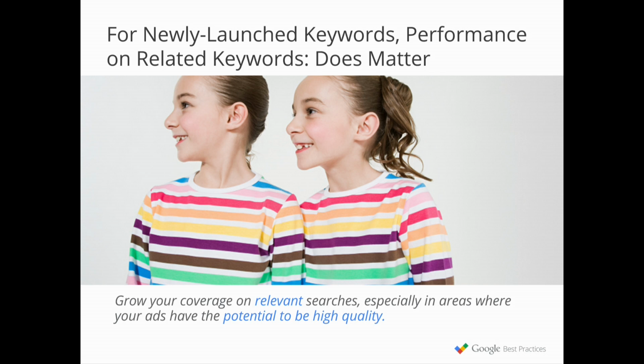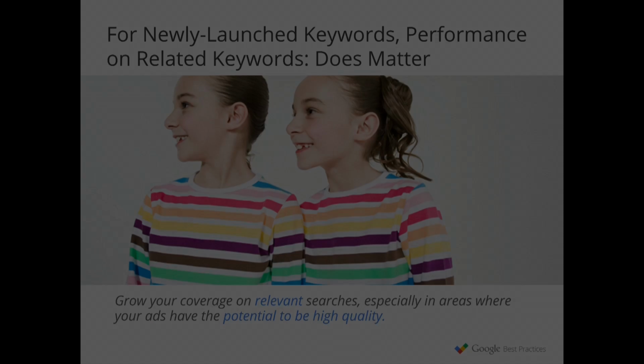So it's just for that kind of inaugural phase when they're launching, we're going to say, oh, how similar are these to something else in your account? What can we learn from that part? But once those keywords have enough to go off on their own, then it's going to be a different story. So grow your coverage on relevant searches, especially where you have the potential to be high quality. So think about what places you're already targeting and adding new keywords to actually go off of that. But there's no such thing as account level quality score. Just want to clear that one up.